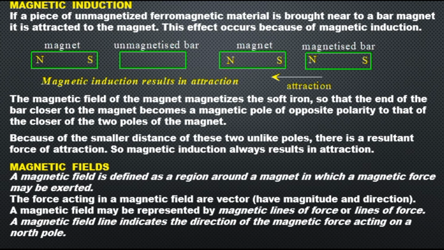Magnetic fields: a magnetic field is defined as a region around a magnet in which a magnetic force may be exerted. The forces acting in a magnetic field are vectors, that is, they have magnitude and direction. A magnetic field may be represented by magnetic lines of force or lines of force. A magnetic field line indicates the direction of the magnetic field acting on a north pole.